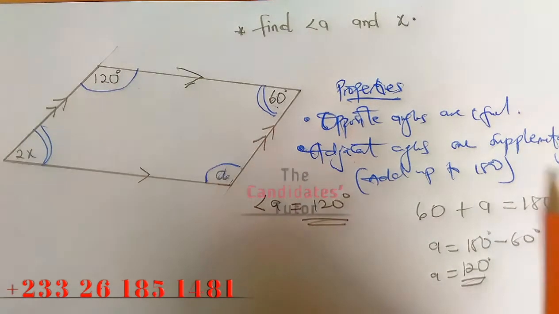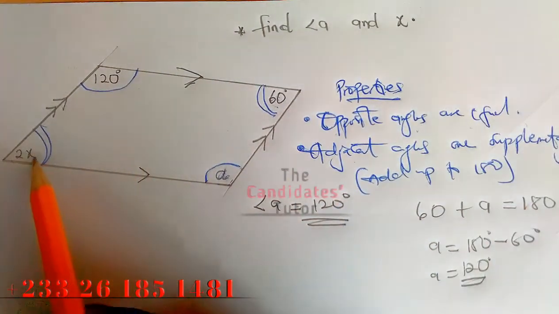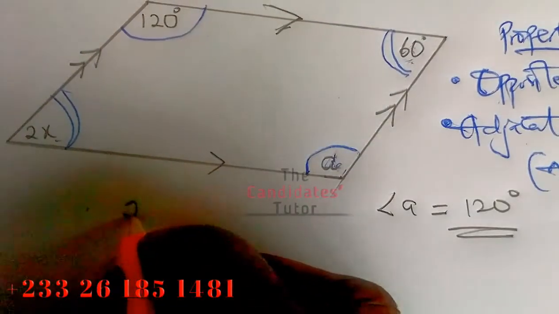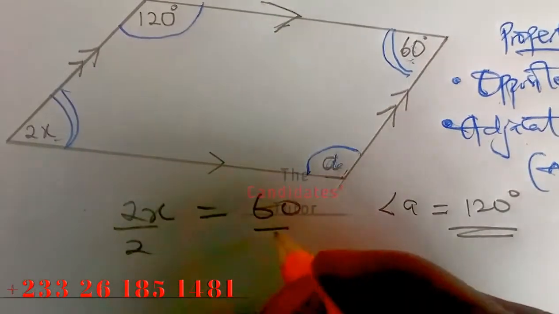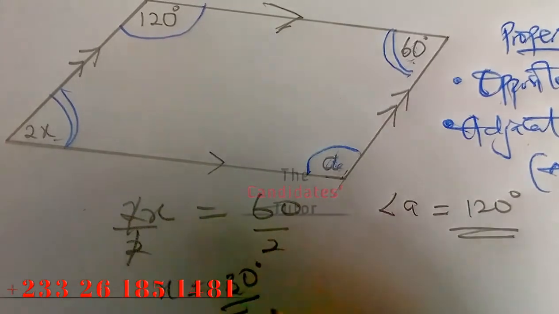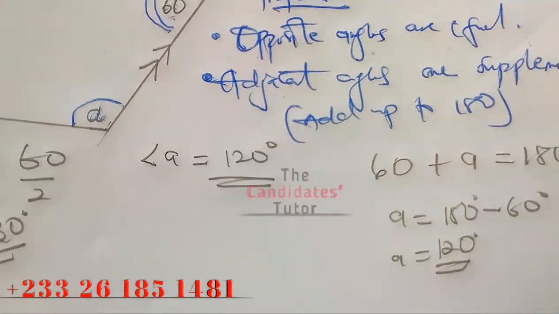All right, now let's see how we are going to find the value of x. Using the same property, since opposite angles are equal, we know that 2x and 60 are equal. So we are going to say 2x is the same as 60. Here we can now divide by 2, and our x will be 30 degrees. Hope that's fine.